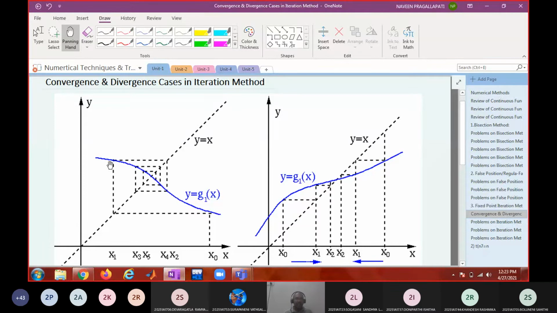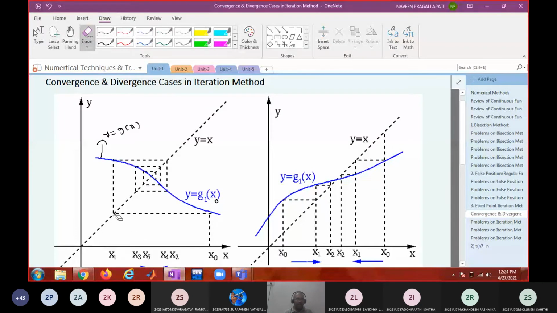This is the graph of y equal to g of x. So substitute x naught in g, you will get g of x naught. This g of x naught we are calling x1. Now you give that x1 value. Where is x1 value? You correlate this with y equal to x. So this is x1.